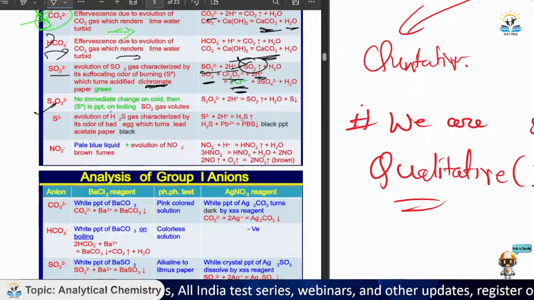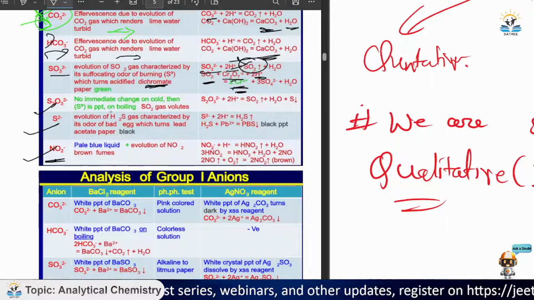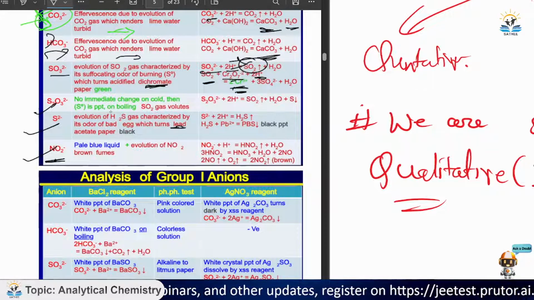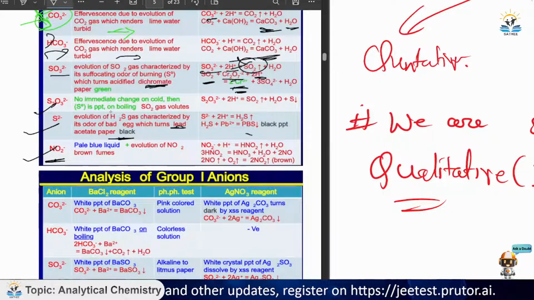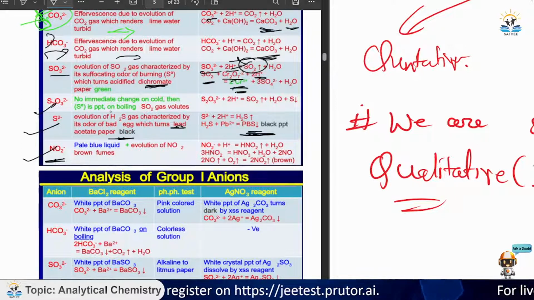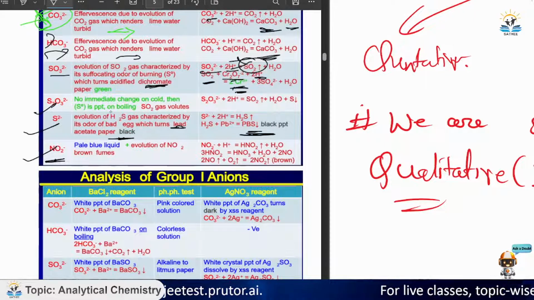Now, if we take the example of S 2 minus, as we have taken for sulfur, here the lead acetate paper turns black. So we check that PbS, the black precipitate, is formed, and it will confirm the S 2 minus anion. I will not repeat all of this.